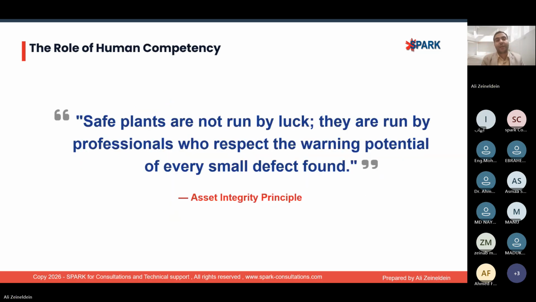Here, the rule of thumb, human competency, means safe plants are not run by luck, by the way. They are run by professionals who respect the warning potential of every small defect found. This is one of the asset integrity principles, and we have to focus on and take into consideration in order to achieve the integrity of our plants, our facilities. We have to be professional and respect warning. And here, specifically talking about, please don't ignore any small defects.